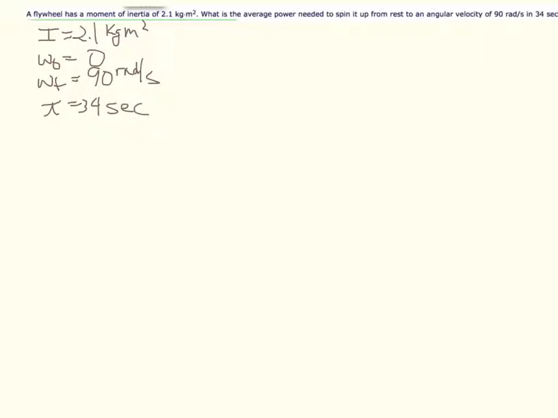The reason I chose this one is actually because you have to do a lot of different pieces to think through this one. Okay, so what we know, at least in my version of the problem, is that the moment of inertia for this thing is 2.1 kilogram meters squared. We know that its original angular velocity was 0, and it gets to an angular velocity of 90 radians per second, and it takes it 34 seconds to do that. Okay, so what we're doing here is we have this disk, starting from rest, and we're spinning it over a period of time, and we're asking, what do you have to do in order to get it to spin that fast?